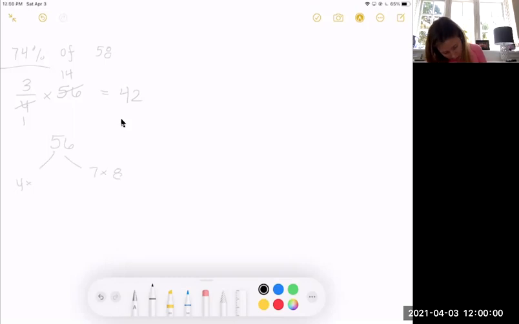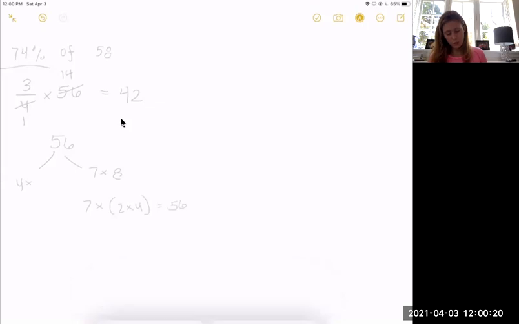I'll rewrite this so it's a little clearer. So 7 times 2 times 4, because 2 times 4 is 8. So when I'm trying to find what equals 56, if I'm trying to look at 4 times what equals 56, well, I know that it's just going to be 7 times 2 times 4 equals 56. So this is going to equal 14. So that's how I get 14 times 4 equals 56. That's just a trick that I use that I think is kind of helpful. So hopefully that's helpful for you guys too.